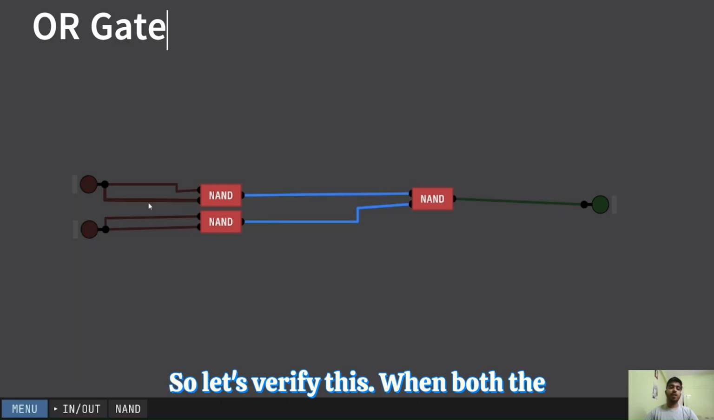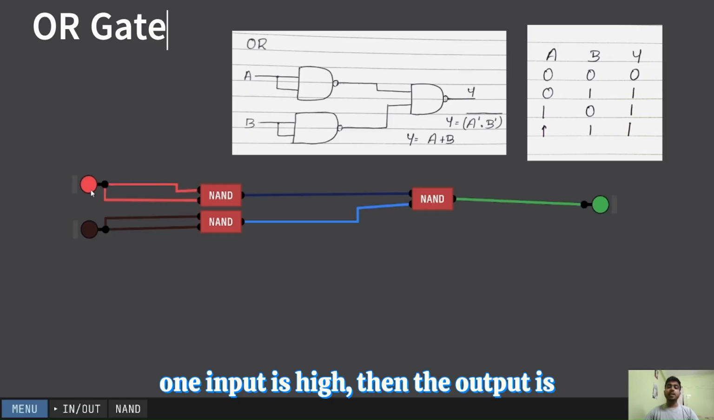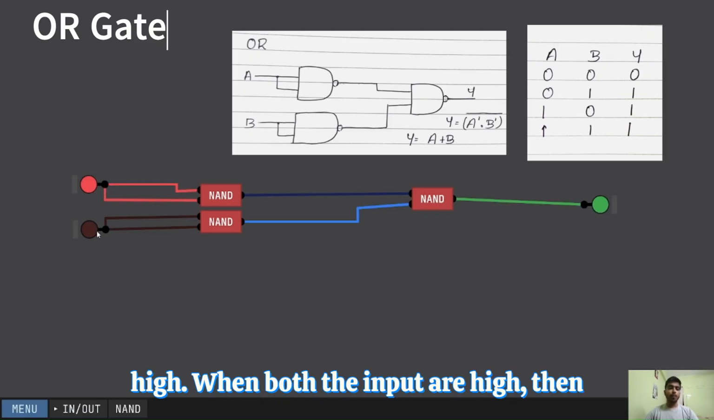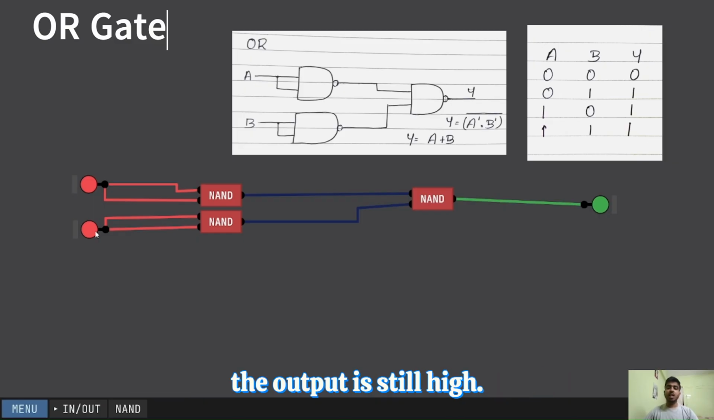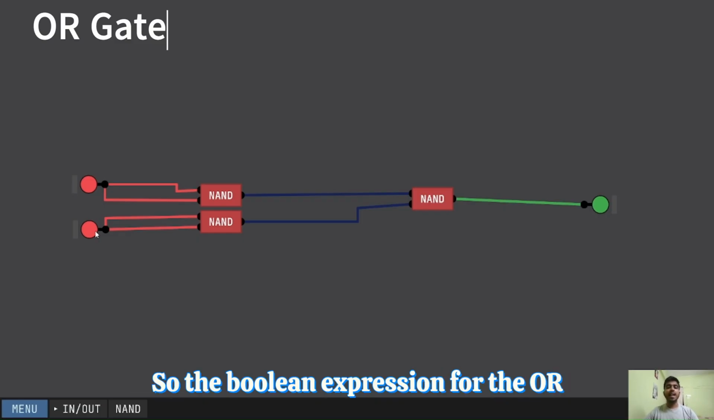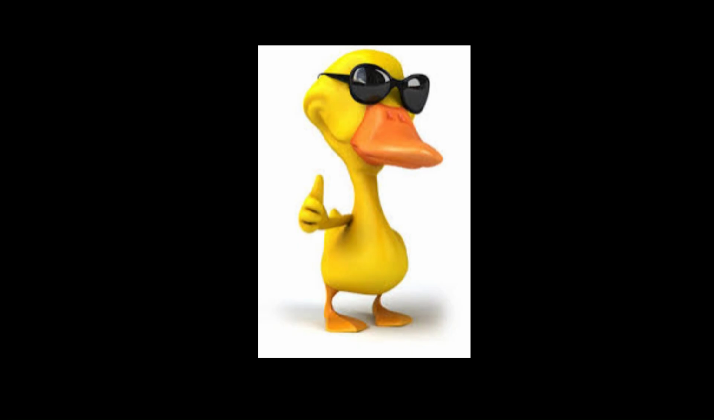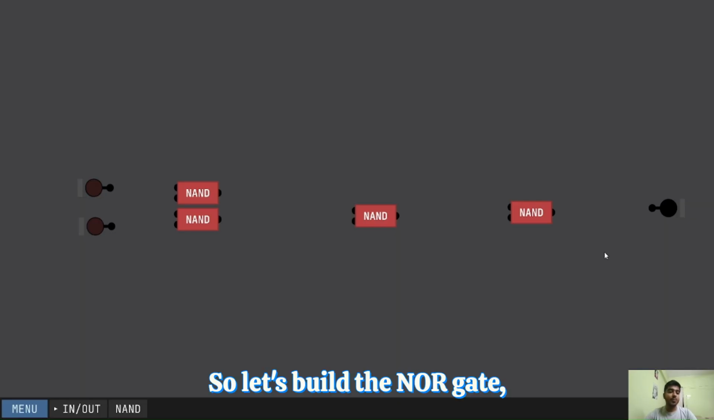So let's verify this. When both the inputs are low, the output is low. When one input is high, then the output is high. When both the inputs are high, then the output is still high. So the Boolean expression for the OR gate is given as A plus B. So let's build the NOR gate.